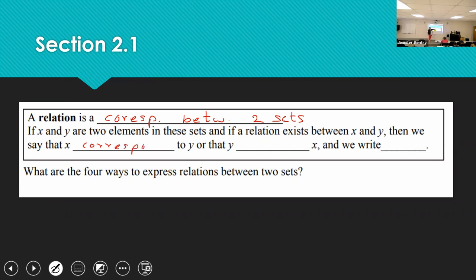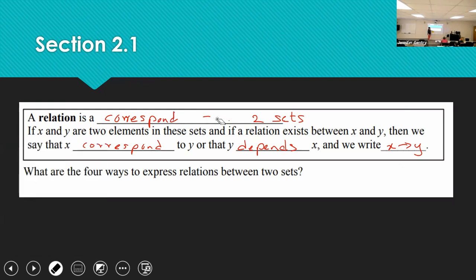Correspondence between two sets is the first line. The second line is corresponds. The third line over here is depends. And we can write it by saying X, arrow, Y. Okay? If I have an X, I can figure out Y, right? Your Y is always dependent on what X is. Okay?